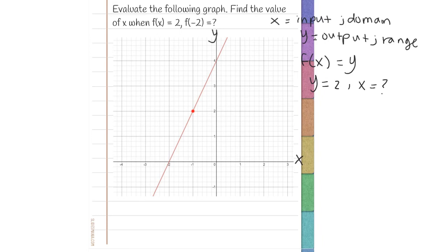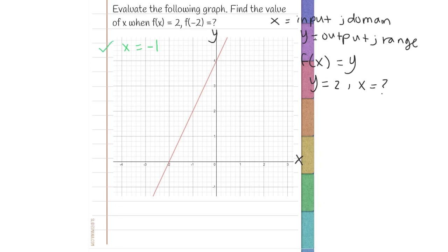What is the x value whenever y is equal to 2? Let's go down to the x-axis: -1. So that means that x is equal to -1 whenever f of x is equal to 2. All right, so we did the first part.